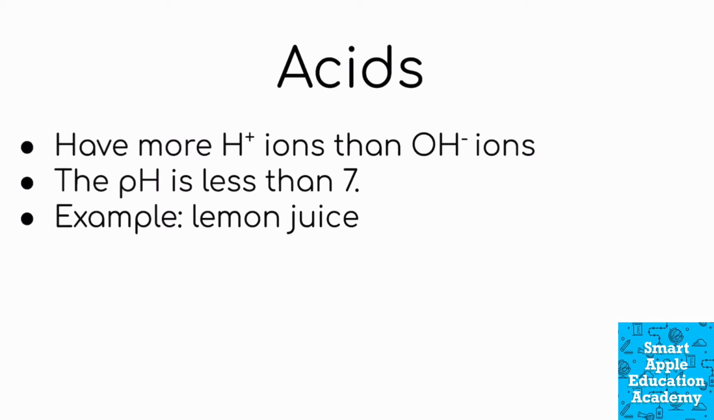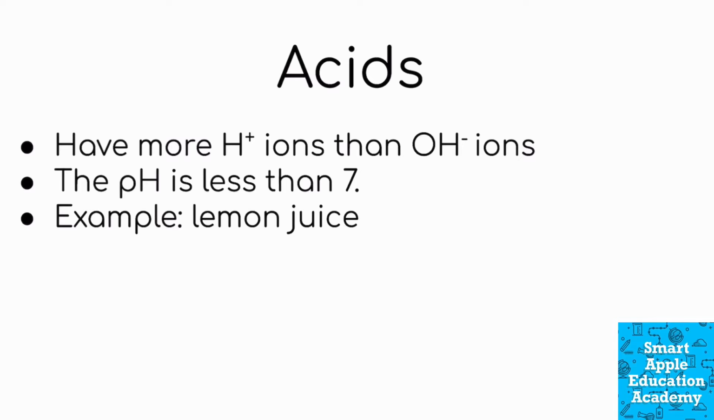Let's talk about acids. Acids have more H plus ions, or hydrogen ions, than OH minus ions, or hydroxide ions. The pH is less than 7 for acids. Here is an example of an acid. An example of an acid is lemon juice.